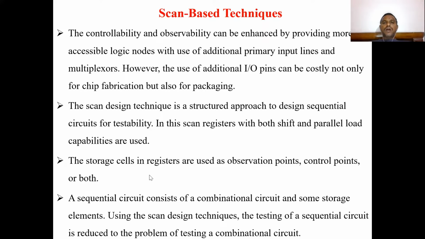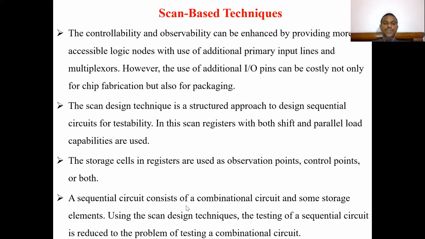The main important point here is that in scan-based techniques, the scan registers are very important. In those registers we have the storage elements, and those storage elements will be used as the controllable and observable pinpoints. So that is what we have here.